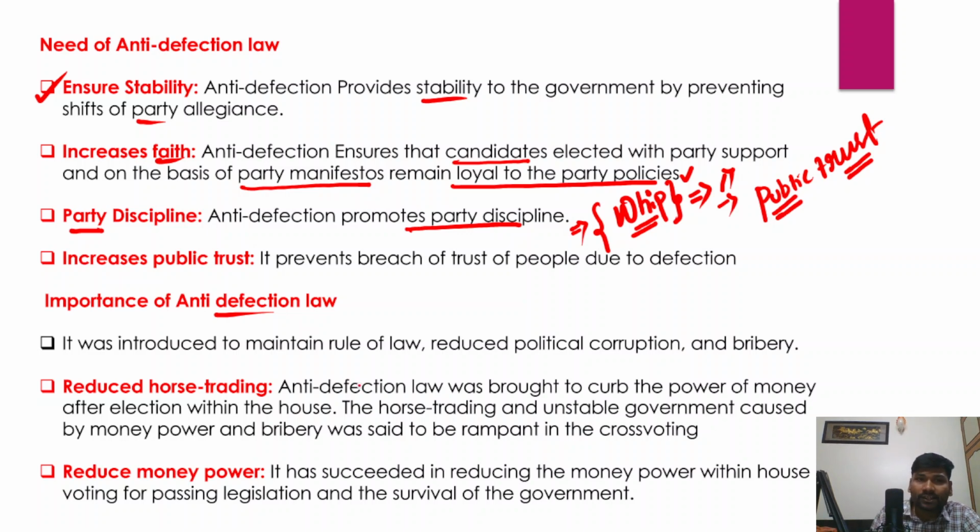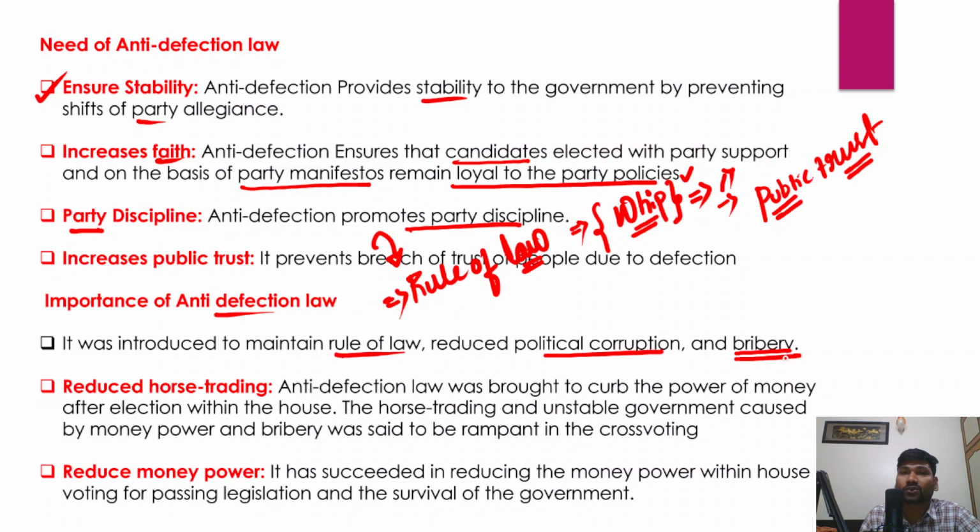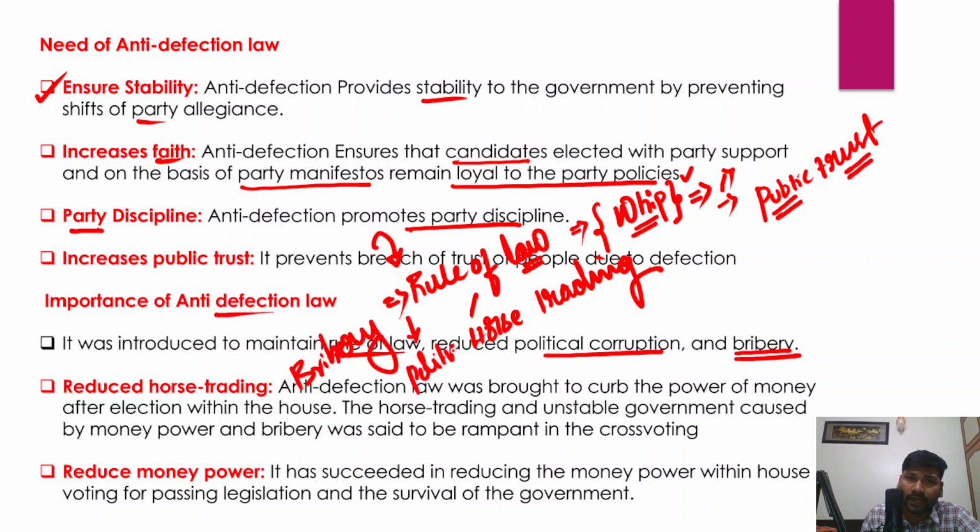It was introduced to maintain the rule of law. And the rule of law is a concept that was introduced in India during the colonial times by the colonial masters. The anti-defection law has been brought in to maintain the rule of law, and it reduces political corruption, and it also reduces bribery as well. So not just corruption, it also focuses on reducing horse trading and bribery and even political corruption as well.